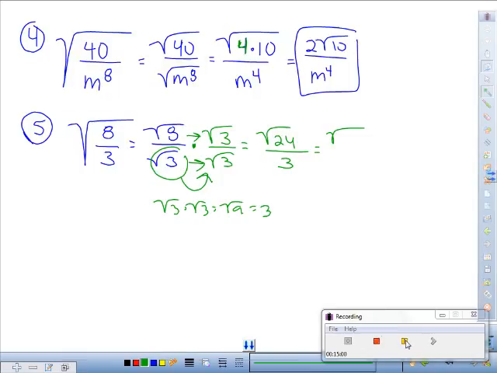So 4 times 6 up here, keep my 3. Which one of those numbers is going to get out of there? All right, this 4 is the perfect square, so it's going to come out as a 2, leaving our 6 inside, and that 3 is still down there. That is your final answer. You can't reduce a 2 and a 3. That's 2/3. You can't reduce it.